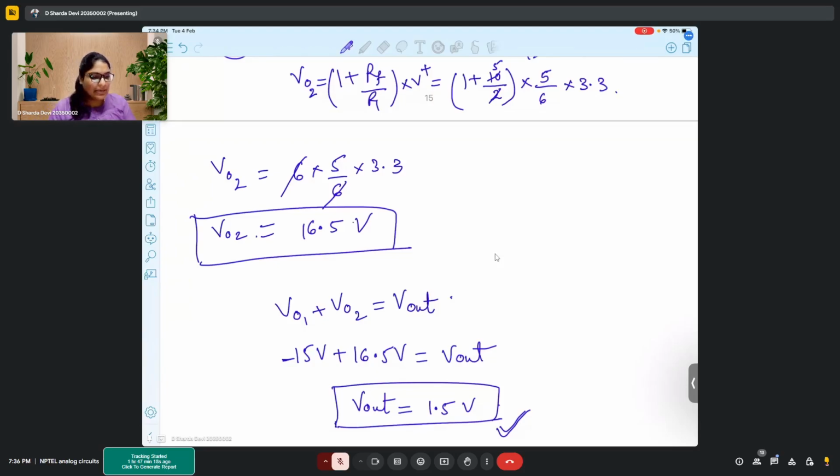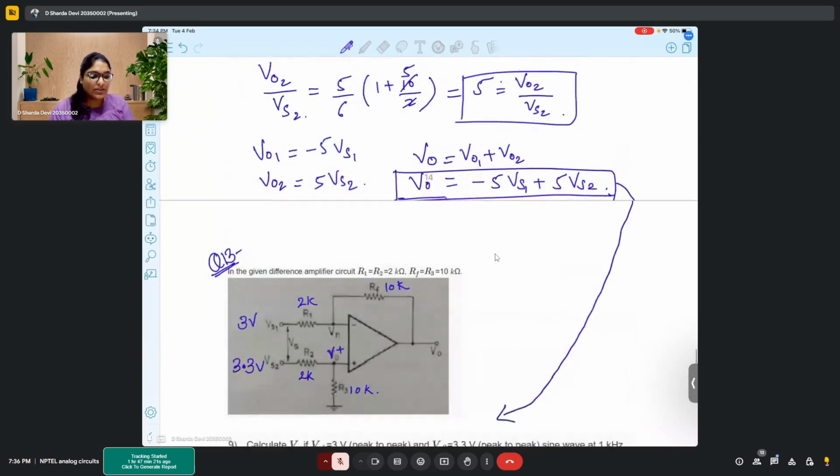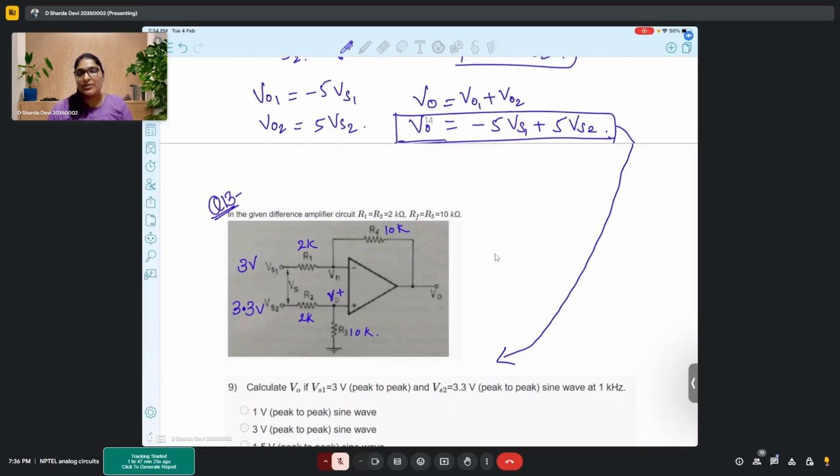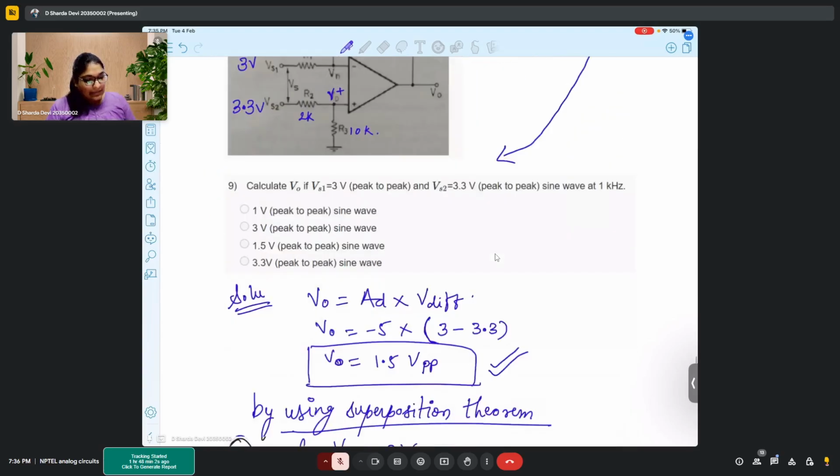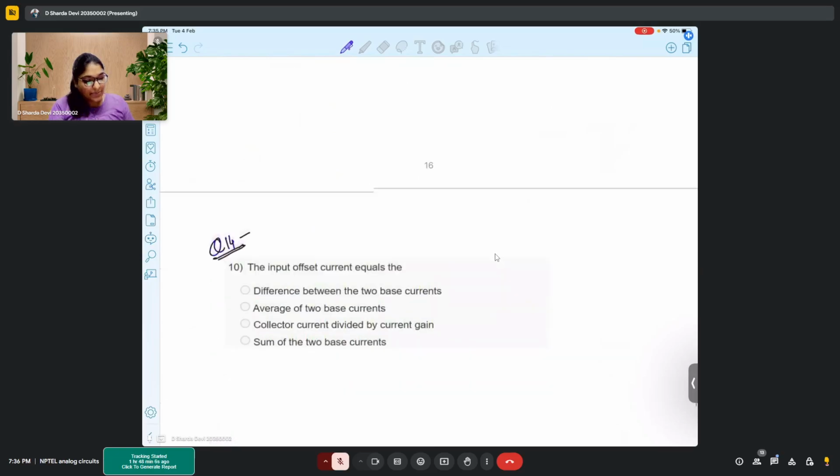That's why I solved the last 2-3 problems using superposition theorem, highlighting the importance of it, because sometimes it is very helpful. Even in future, when we will have both AC and DC analysis to do together, there also we will apply superposition theorem. Like first we will do DC analysis, then we will do AC analysis, and then we will add both the results and say this is the final result. Because it is very tricky to analyze both AC and DC together in a circuit. So in many places we take help from superposition theorem. Okay? Yeah. So moving on to the next problem.